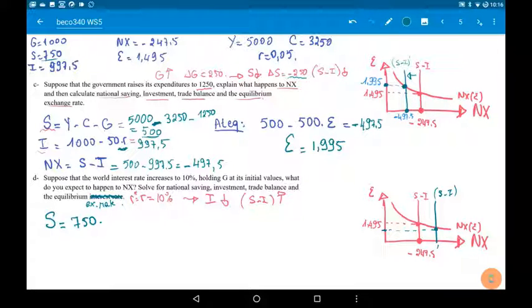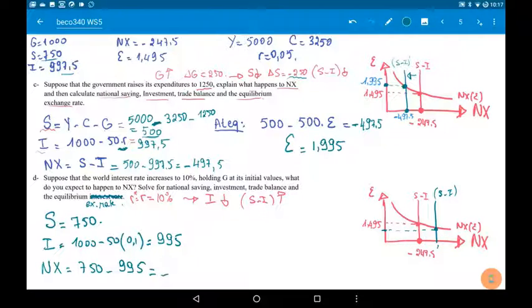Okay, investments will change. Now R equals 0.1, so investments equals 995. As you see, it decreased. It used to be 997.5. Now it's 995. The trade balance NX now equals 750 minus 995, which is negative 225.